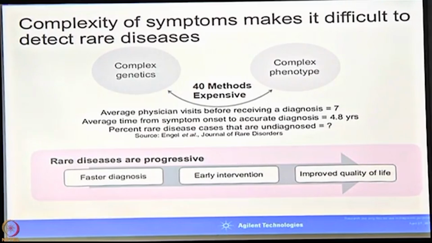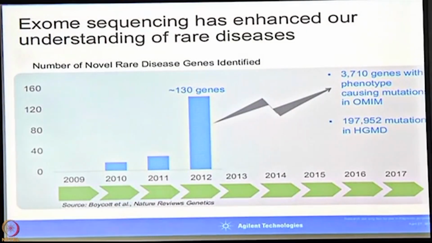So this is a challenge, because if it takes 8 years to diagnose, it would be difficult, right? That's why it is very important to diagnose the disease at a very early stage. Right now, for rare diseases, in 2012 when the Exome panel just started, it was only 130 genes. Now, in 2017, more than 200K mutations are known for rare disease. This is because of the advancement of the Exome panels.